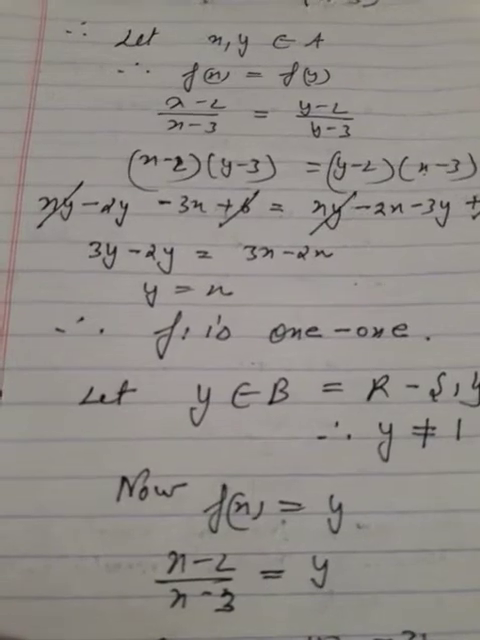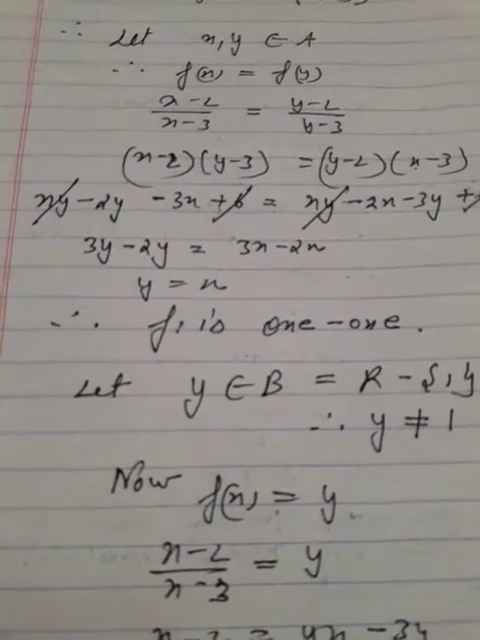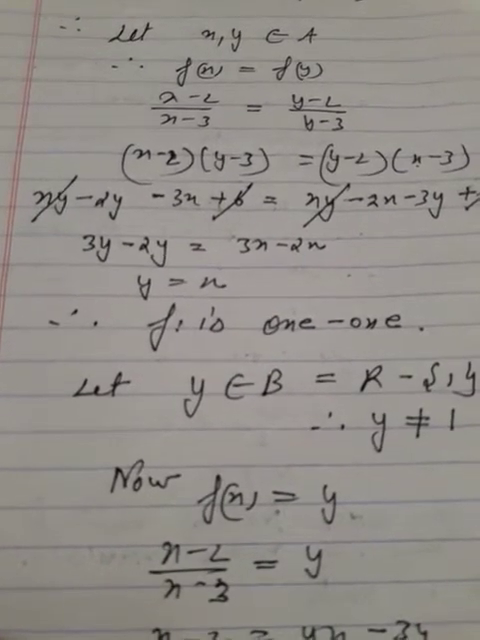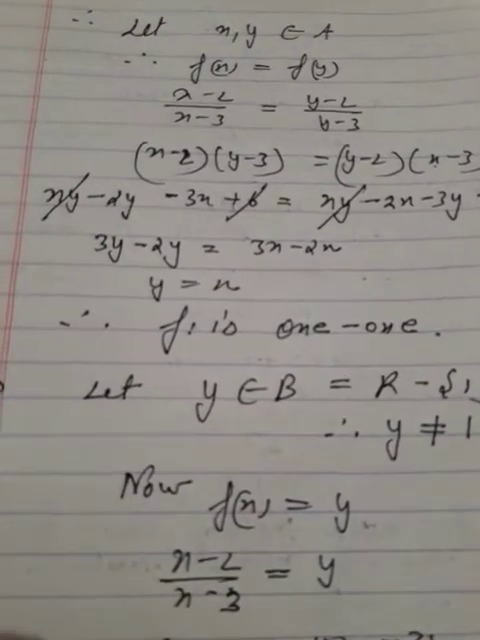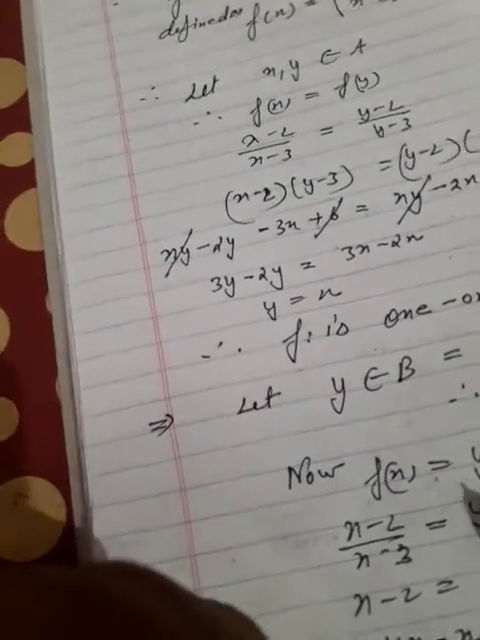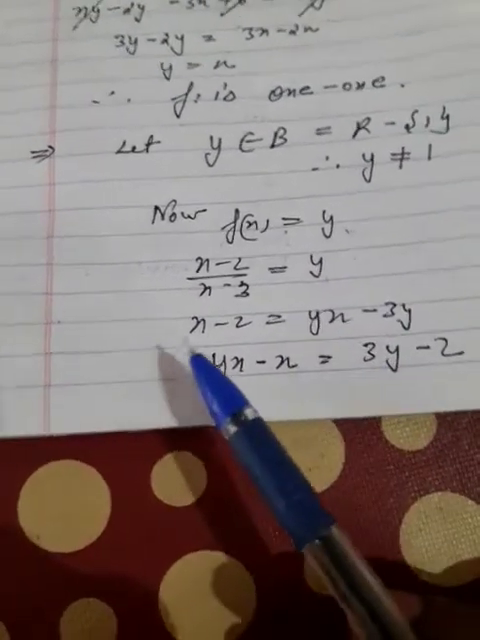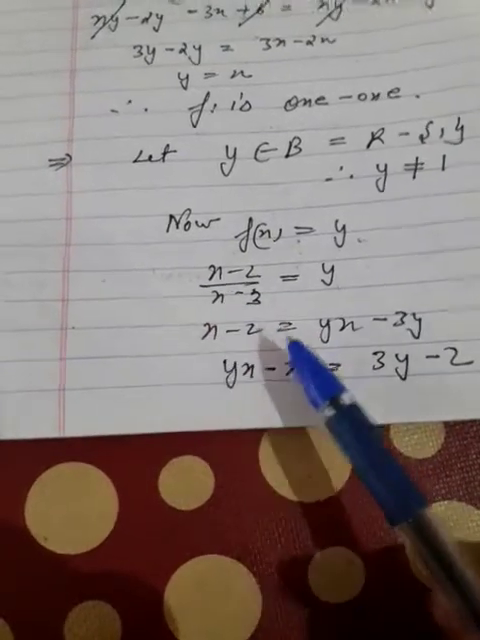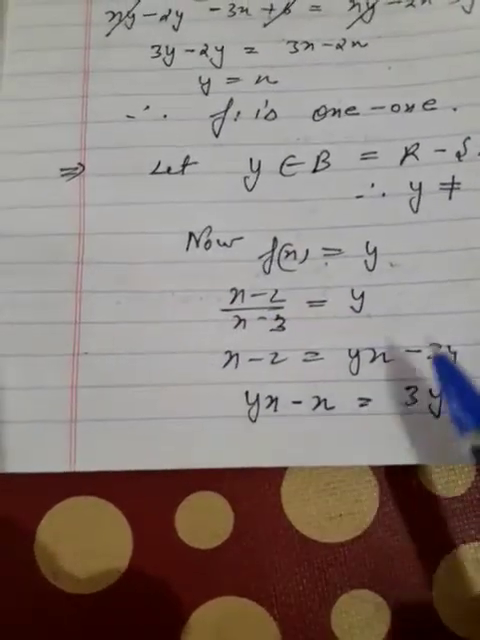Now to prove this function is onto, we have to prove that f(x) equals y. Now f(x) is equal to (x minus 2) upon (x minus 3). So put the value (x minus 2) upon (x minus 3) in place of f(x), and this equals y. Now see, (x minus 2) upon (x minus 3) equals y. Now try to simplify it and get the value of x from here. What should be the possible value of x from this relation?